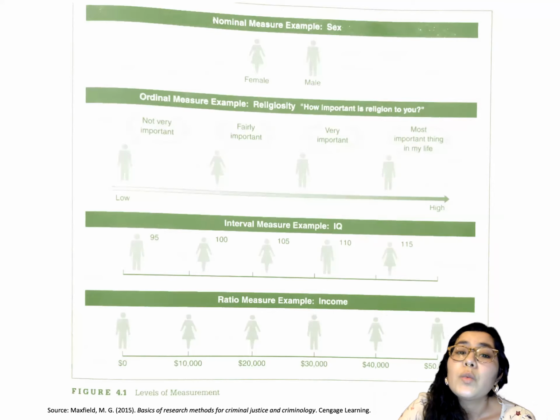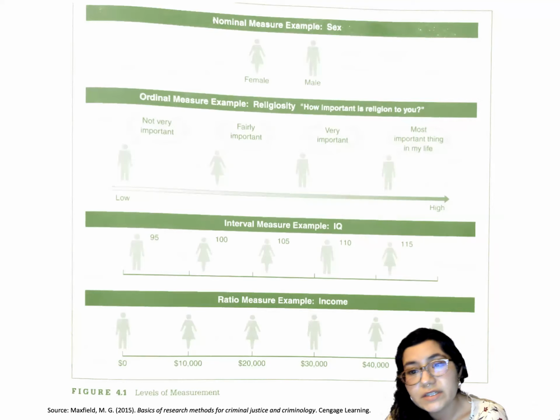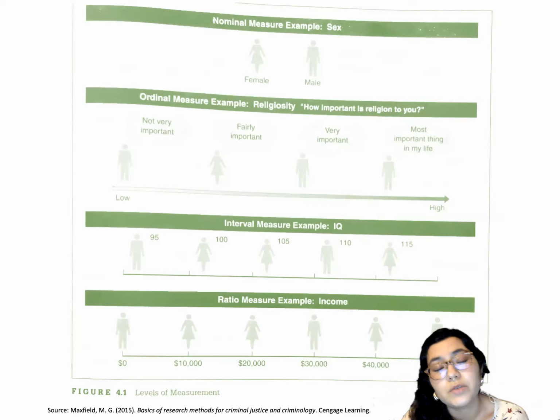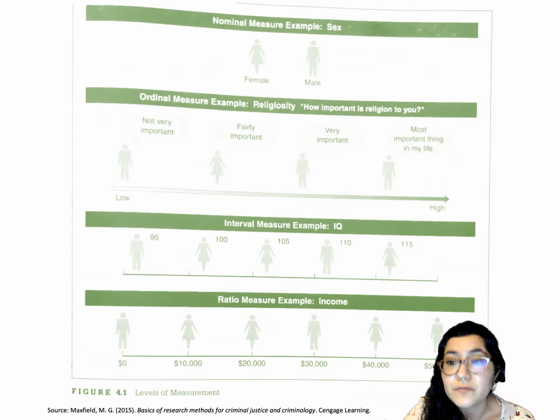And so with ordinal measures in particular, we don't necessarily know if the distance between very important and most important thing in my life is the same as fairly important and not very important. There's some variability there that we need to account for. And so it's not like a hard quantitative number, it's more a generalized space. So it's not super valid, right? Remember, validity is how accurate things are to their measurement.